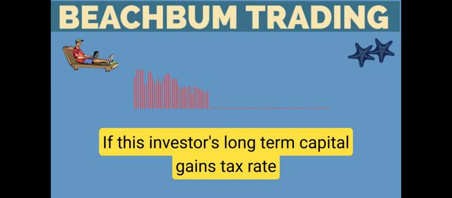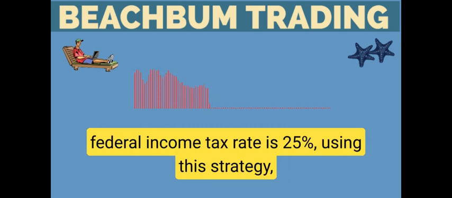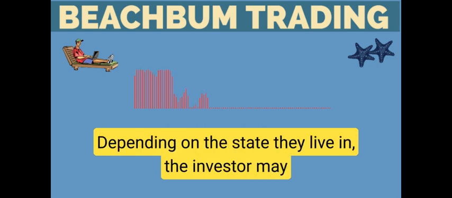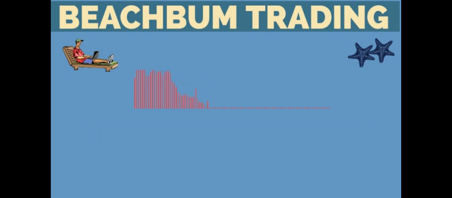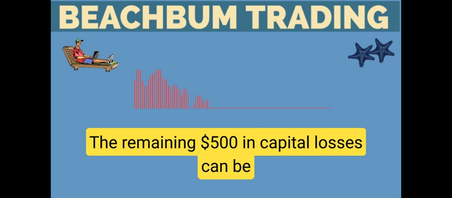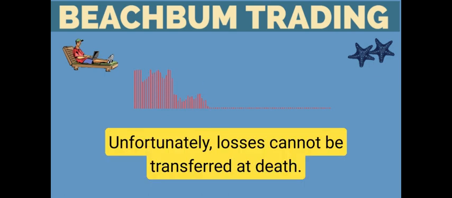If this investor's long-term capital gains tax rate is 20% based on their income and their effective federal income tax rate is 25%, using this strategy the $5,500 loss can be reduced by $1,150, depending on the state they live in. The investor may also be eligible for a reduction in their state taxes. The remaining $500 in capital losses can be carried forward to future tax years. Unfortunately, losses cannot be transferred at death.